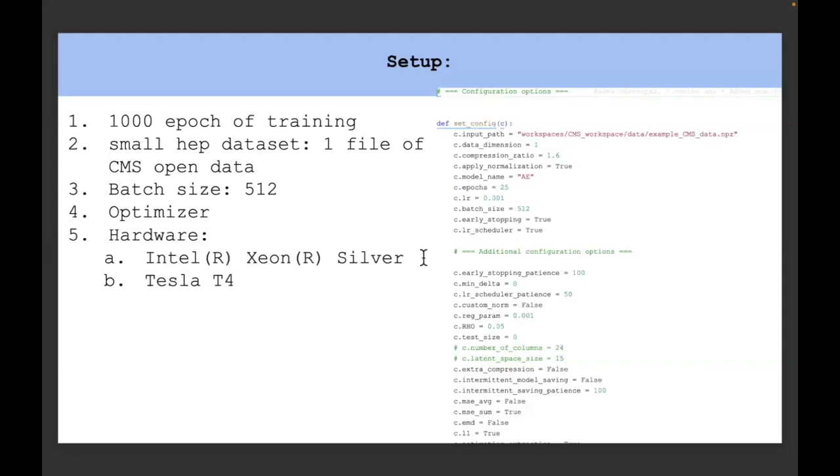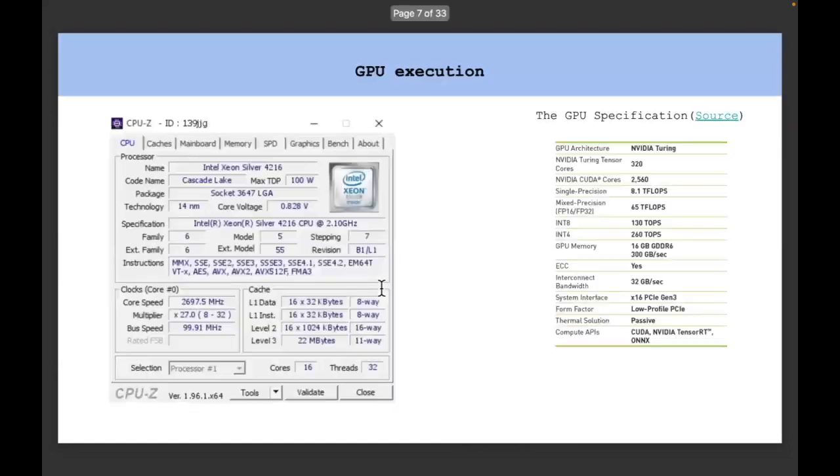It was done using LXPLUS. The study was done with the following hardware: we had an Intel Xeon Silver CPU and a Tesla T4 GPU. If you want to look more deeply at some settings regarding this hardware, it's presented in this picture with a reference.